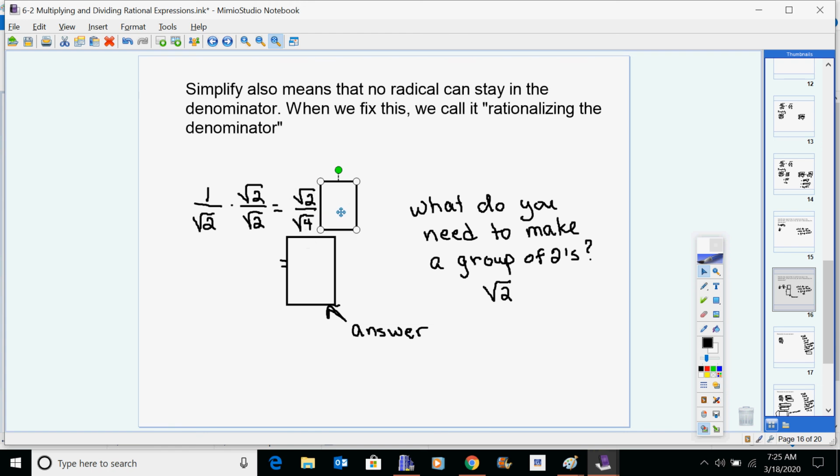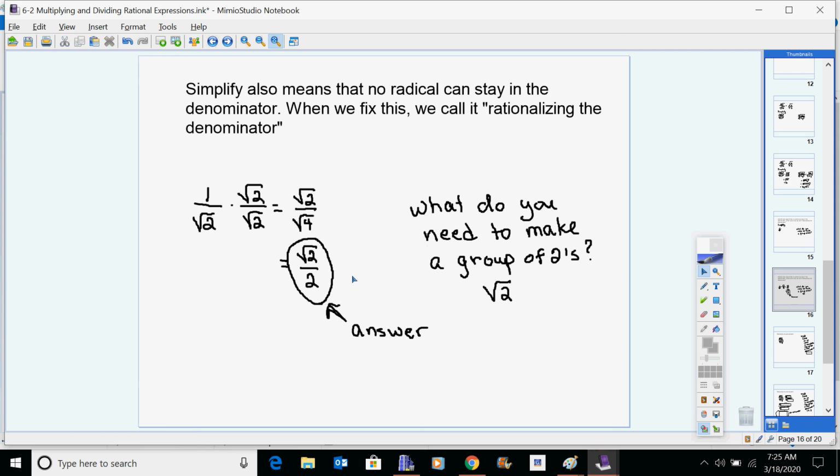And in the denominator, we have the square root of 4 because you can put these together because they're the same type of radical. And the square root of 4 turns into a 2. And all of a sudden, this answer has been simplified.